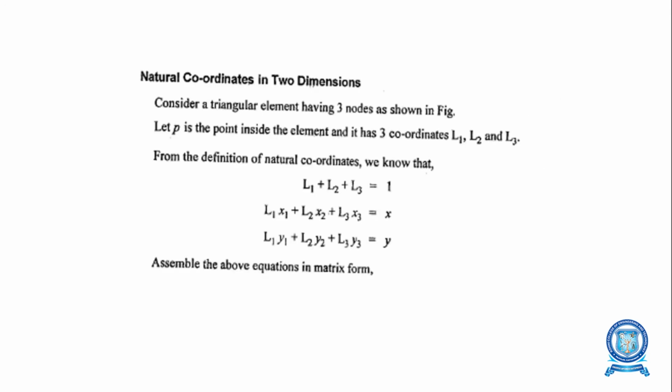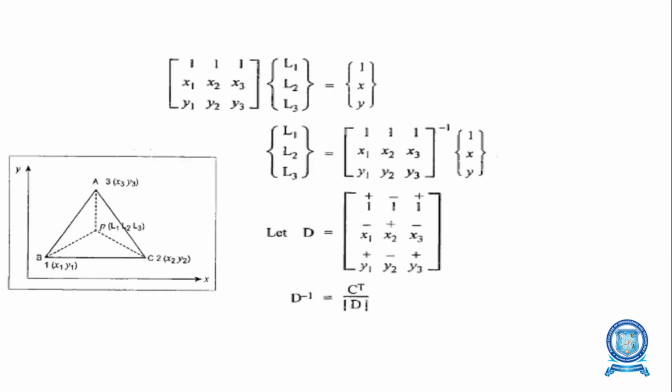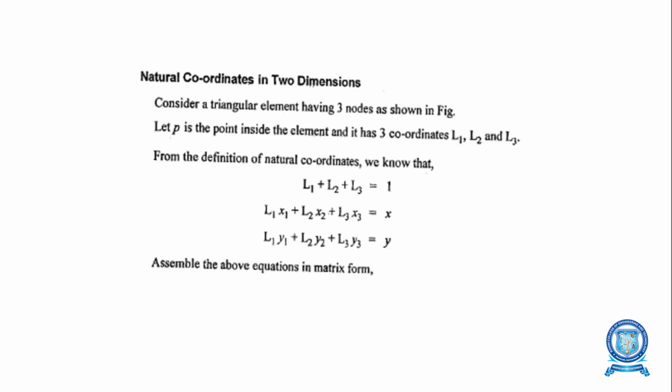Now natural coordinates in 2 dimensions. Now we are considering a triangular element having 3 nodes as shown in the figure. P is the point inside the element. What are the 3 nodes? 1, 2 and 3. These are the 3 nodes as shown in the diagram. We are considering the triangular element.